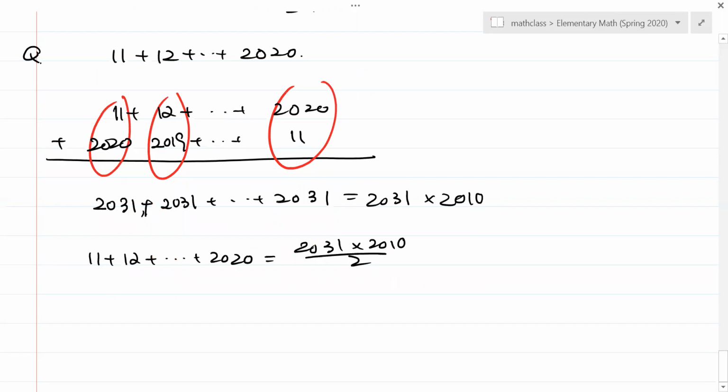Now, if you don't want to use a calculator, you can do it by hand. 2031 times 2010 divided by 2. Wow, it's a pretty large number. Okay, yeah, just multiply them out. Then you get this answer.